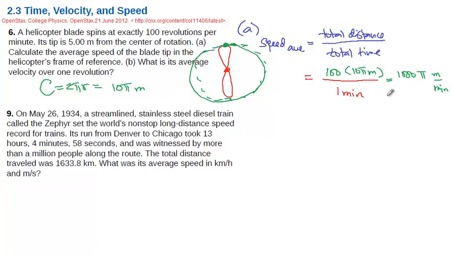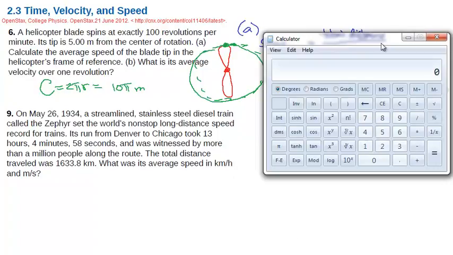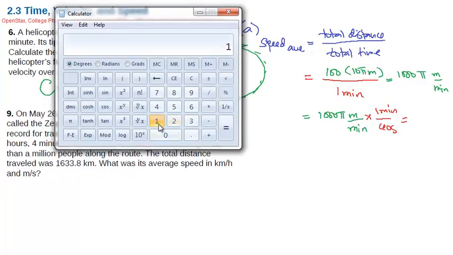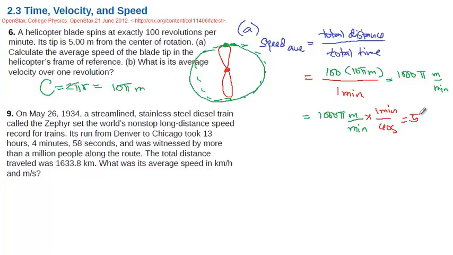But if you want to convert this to seconds, to get meters per second, the standard SI unit, it's as simple as this. Take 1000 pi meters per minute and multiply by the conversion from minutes to seconds: 1 minute is 60 seconds. Let us evaluate pi: 1000 times pi divided by 60, and it's giving me 52.36 meters per second. So that is my average speed of the blade tip.